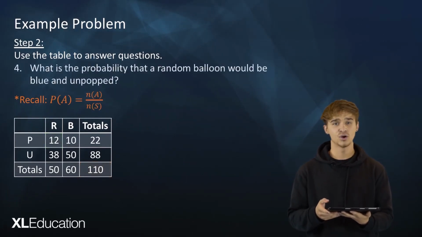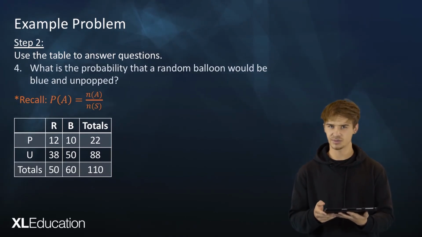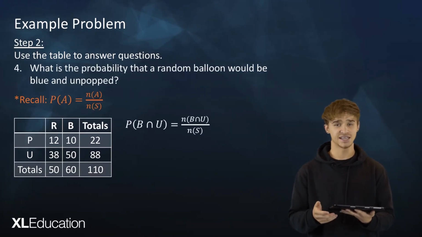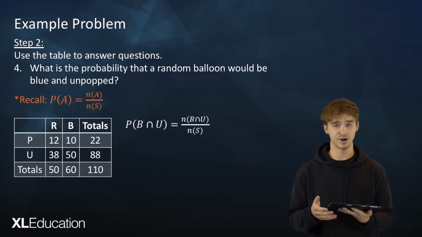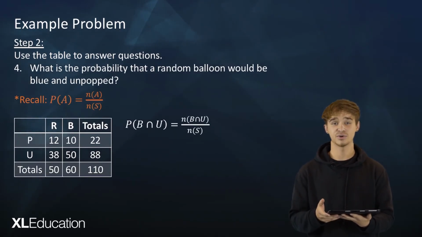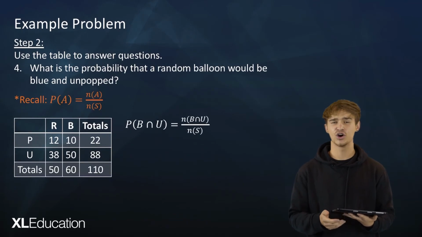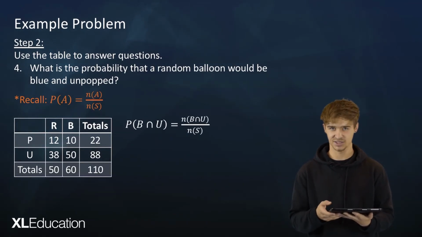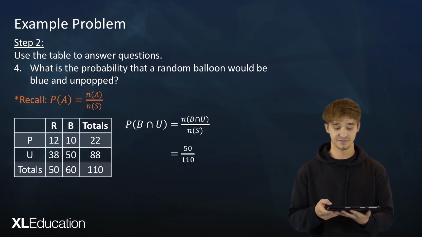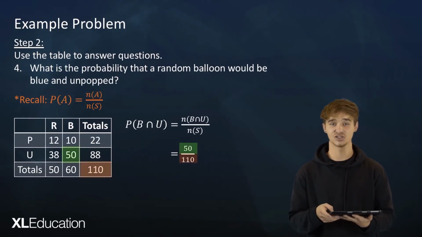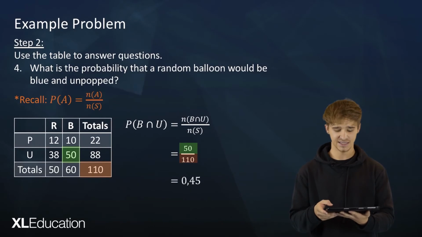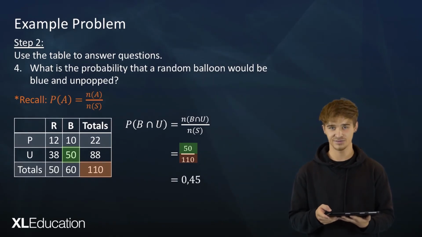Question 4. What is the probability that a random balloon would be blue and unpopped? Our probability of a blue and unpopped balloon would be our total number of blue and unpopped balloons over our total number of balloons in our sample space. This gives us 50 blue and unpopped balloons over 110 total balloons for a probability of 0.45.